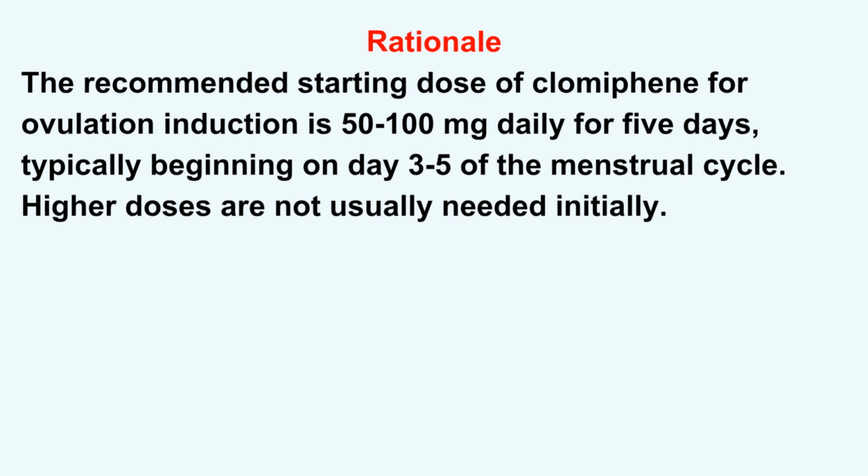The recommended starting dose of clomiphene for ovulation induction is 50 to 100 milligrams daily for 5 days, typically beginning on day 3 to 5 of the menstrual cycle. Higher doses are not usually needed initially.